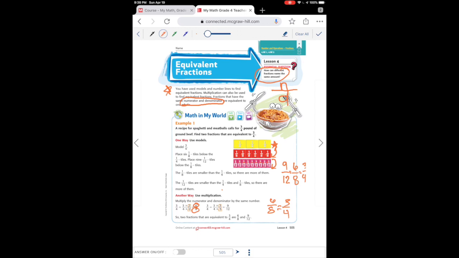Here's another example, and they multiplied by 3. 3/4 is equal to 3/4 times 3/3, which is equal to 9/12. So the two fractions that are equivalent to 3/4 are 6/8 and 9/12.